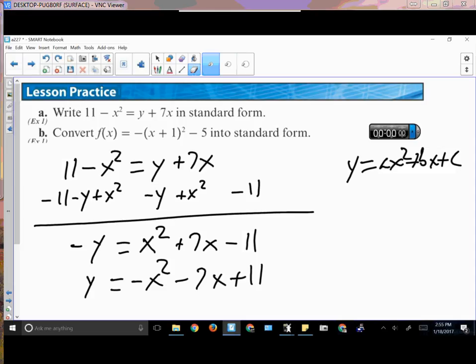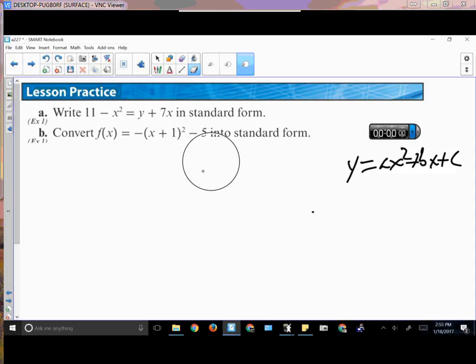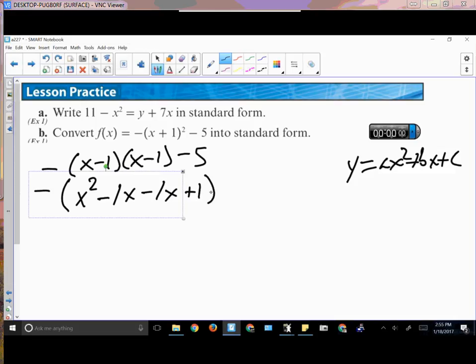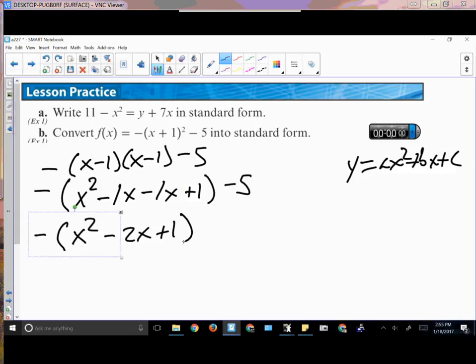Now, next one. It's like this. Minus stays out in front. Remember, I got a squared here. So it looks like this, x minus 1 times x minus 1, minus 5. Foil this out. Negative is still out in front. X squared minus 1x minus 1x plus 1 minus 5. Like terms. Negative is still hiding out there. So that's x squared minus 2x plus 1 minus 5.